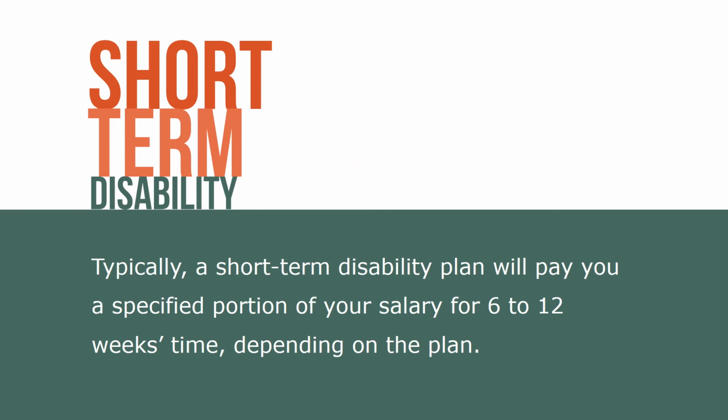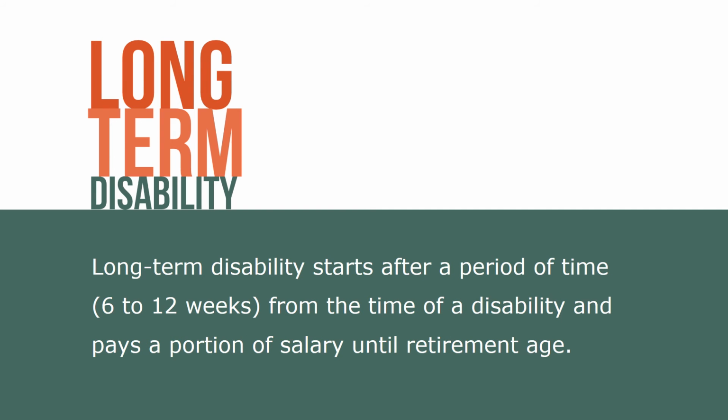Many companies offer their employees the opportunity to participate in short and long-term disability plans. These plans pay a percentage of the employee's salary during time in which the employee is not able to work. Typically, short-term disability plans will pay a specified portion of your salary for 6 to 12 weeks' time depending on the plan. The benefits usually start after the employee has missed 1 or 2 weeks of work. Long-term disability typically starts after a specified period of time, typically 6 to 12 weeks, from the time the disability occurs.